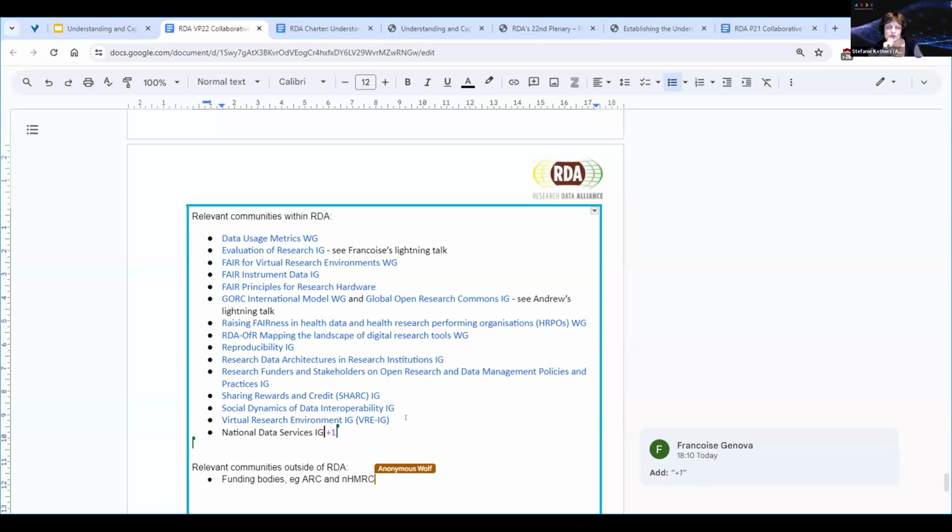Okay, yeah, funding bodies. And if you have any good ideas how the group could interact with them, that would be great as well.